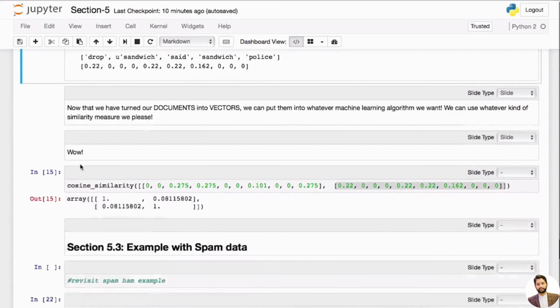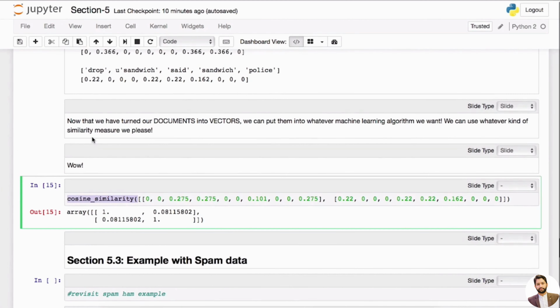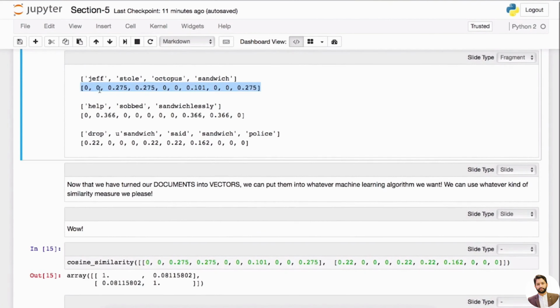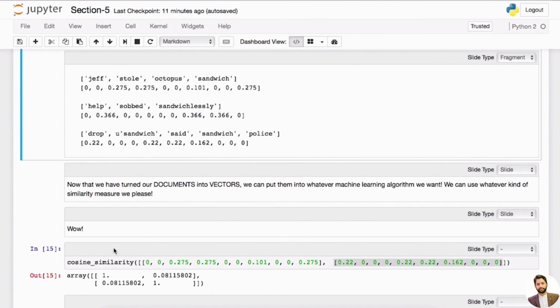So let's look at something else. Cosine similarity is a good way of looking at the distance or the angle between two vectors. I imported this function initially from sklearn. I can pass two vectors like this. Here I'm passing the first vector I got from TF-IDF for the first document, and the second vector I got from the second document. You can then take the cosine similarity.